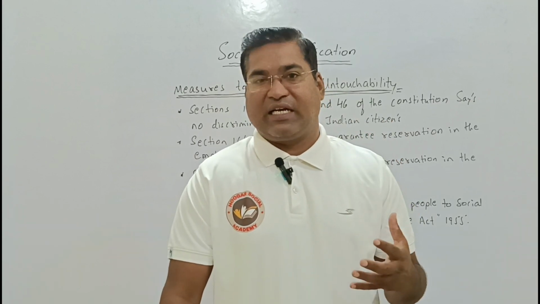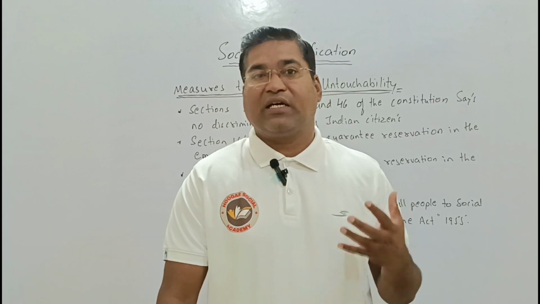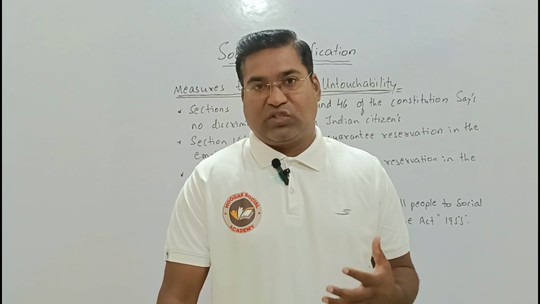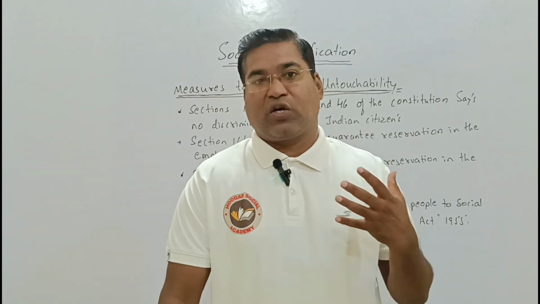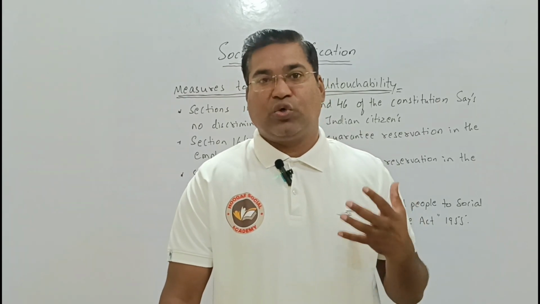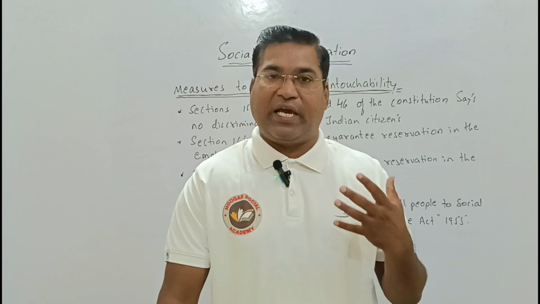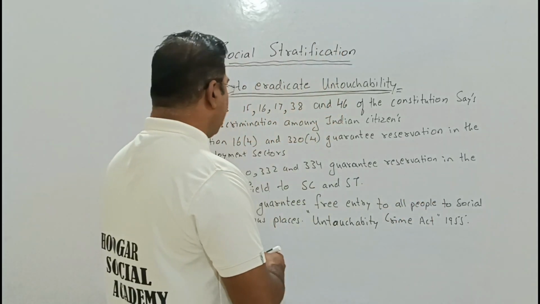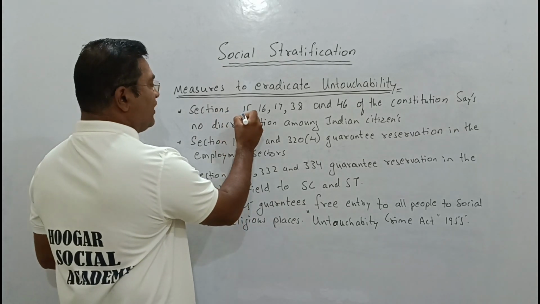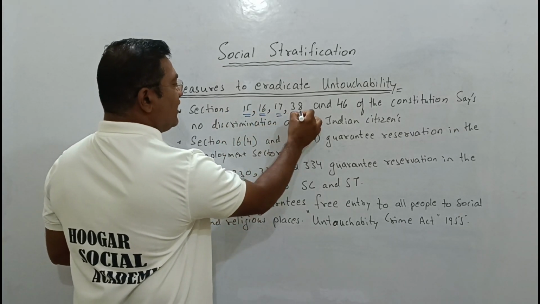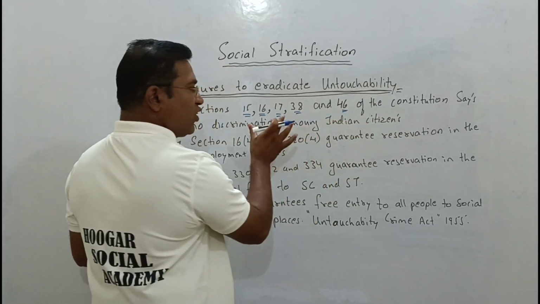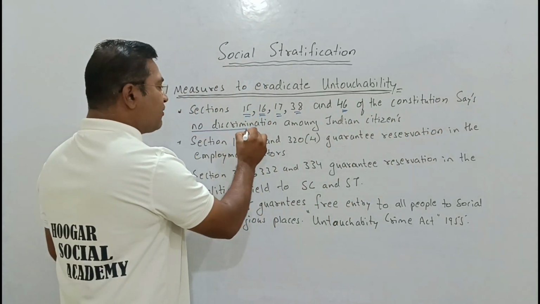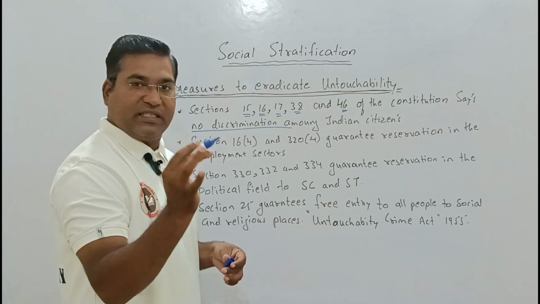Let us understand the steps taken by the government to eradicate untouchability from society. In the form of the constitution, which has given all the citizens of this country the rights to enjoy all sorts of rights, first of all, it was brought up according to Sections 15, 16, 17, 38 and 46 of the constitution, which say that there should be no discrimination among Indian citizens.